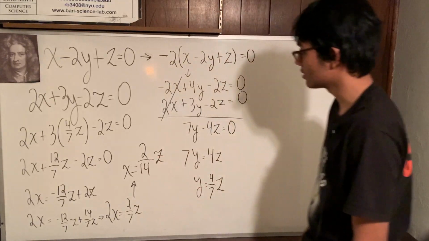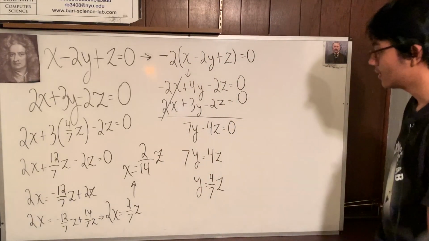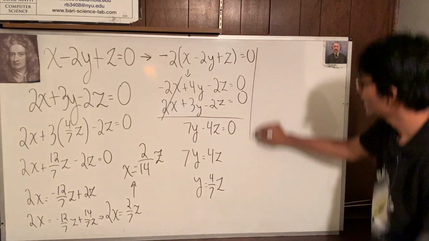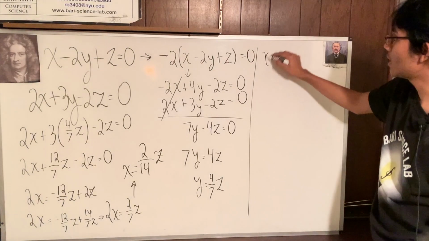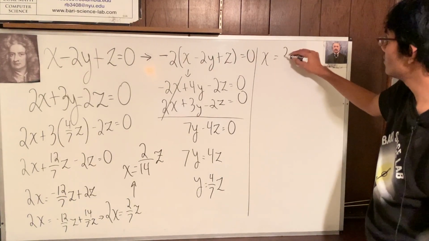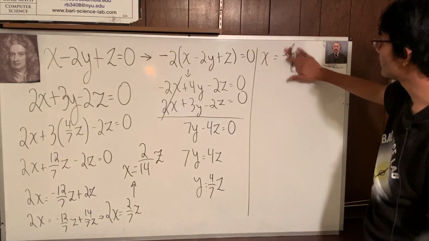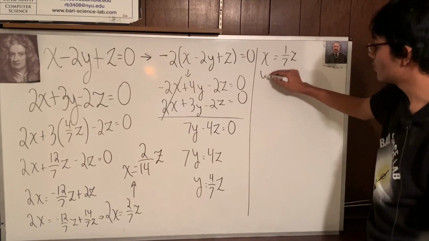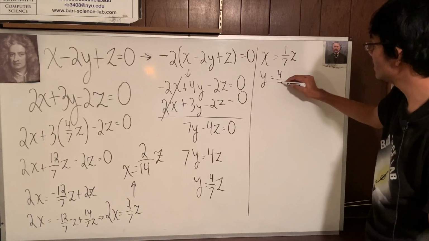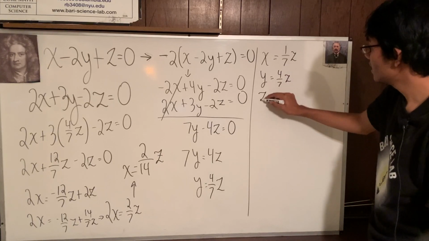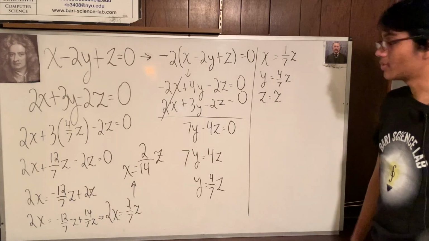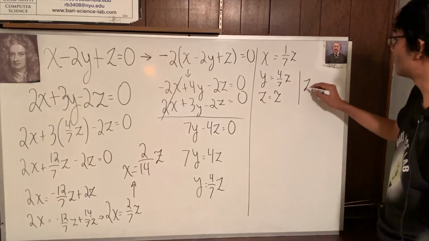Wow, what a hassle. Talk about a hassle. All right. Well, now we get x, y, and z all in terms of one variable, and that variable is z. So I know that x is 2 over 14, or just 1 over 7z. I know y is equal to 4 over 7z, and I know z is just equal to z. Now, here comes the magic part. Well, the easy part actually.